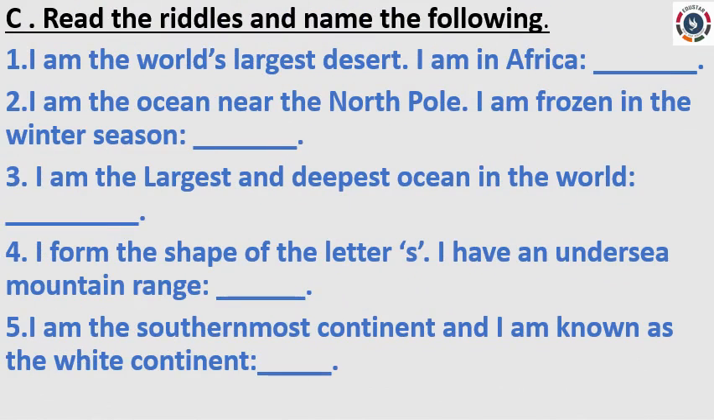Part C. Read the riddles and name the following. Number 1. I am the world's largest desert. I am in Africa. Number 2. I am the ocean near the North Pole. I am frozen in the winter season. Number 3. I am the largest and deepest ocean in the world. Number 4. I form the shape of the letter S. I have an undersea mountain range. Number 5. I am the southernmost continent and I am known as the white continent.